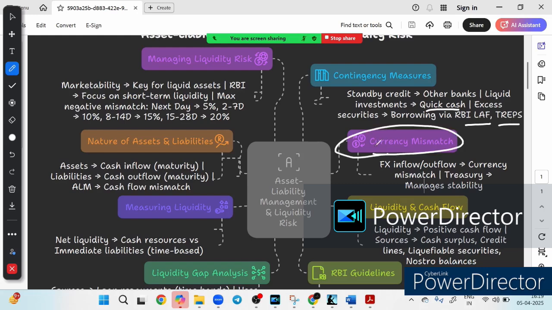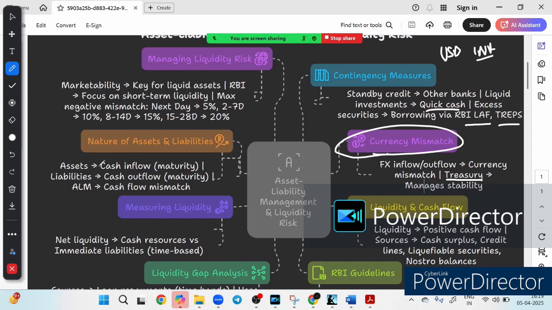Now friends, let's talk about the currency mismatch risk. What is the meaning of it? See, banks deal in multiple currencies, and fluctuation can cause the currency mismatch. Suppose two currencies are there, USD and INR, and both are fluctuating. So this fluctuation will obviously cause currency mismatch. Who manages it? It is managed by the Treasury Department. The inflow and outflow of different currencies is managed by the Treasury Department.